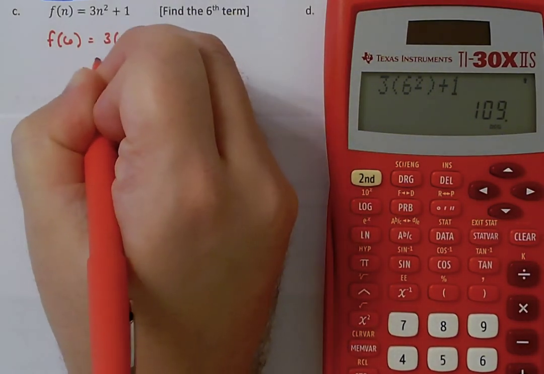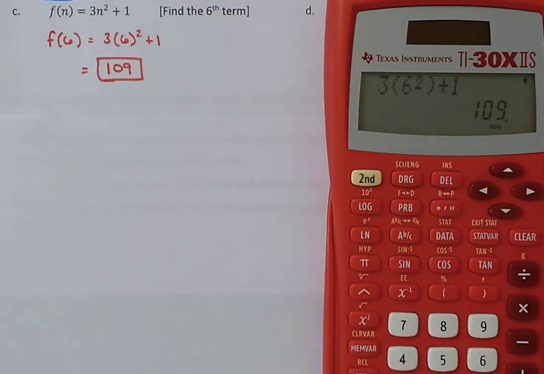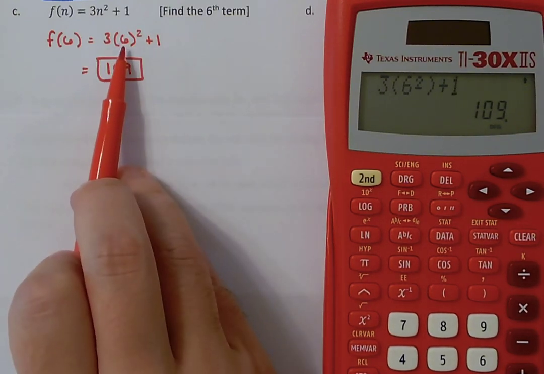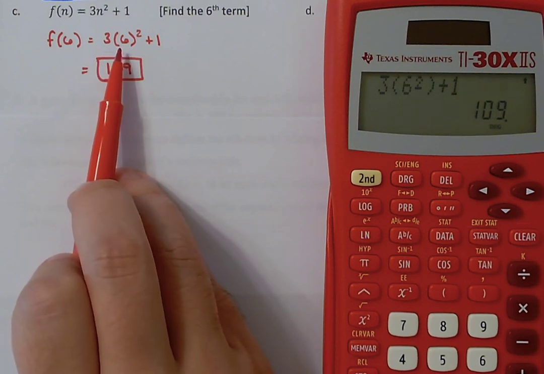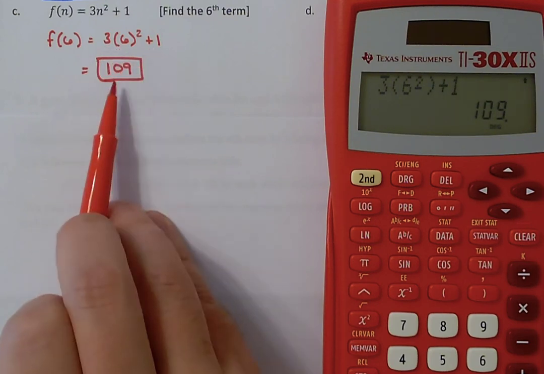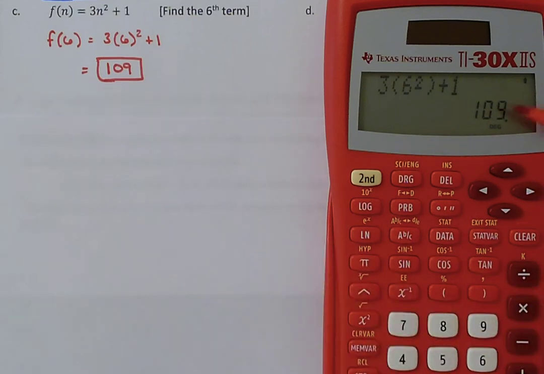And that is our answer. So you don't have to go through and find the first term, the second term, third term, fourth term, fifth term, and then finally the 6th term. We can just go ahead and jump to the term that we want to find. Now 109 comes from the fact that 6 to the power of 2 is 36, and then 3 times 36 is 108. 108 plus 1 is 109, as our calculator showed. And that is how you go through and do that for part C.